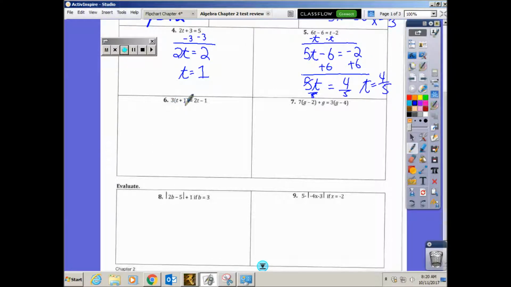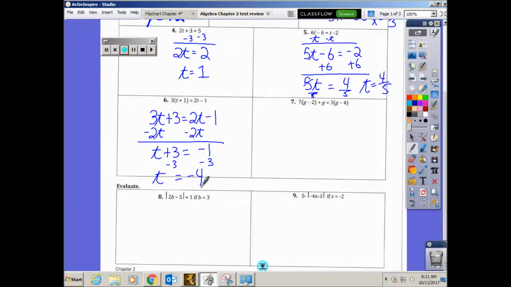For this problem here, there's distribution that I have to do before I can get rid of variables on either side. So I'm going to multiply. 3 times t is 3t, and 3 times 1 is 3, equals 2t minus 1. So I said I get rid of the term with the variable that has the smaller coefficient, the smaller number in front of the variable. So I subtract the 2t from both sides. 3t minus 2t equals just 1t, plus 3 equals negative 1. I subtract 3 from both sides, and t equals negative 4.